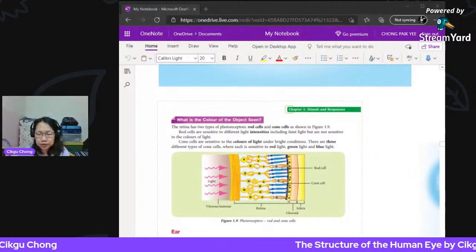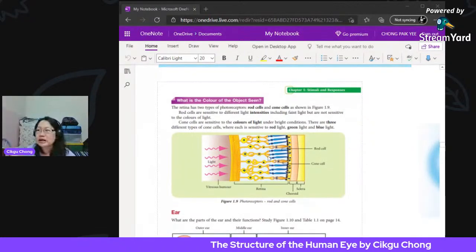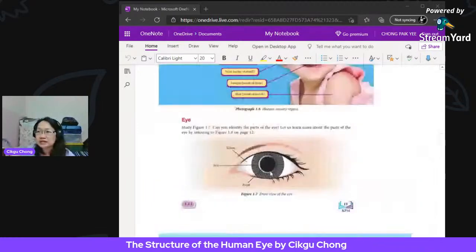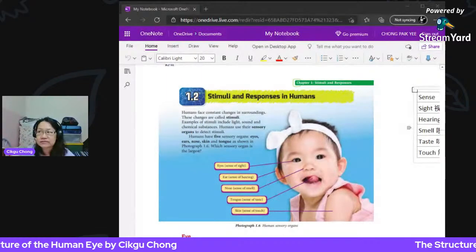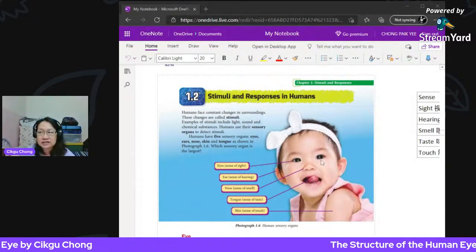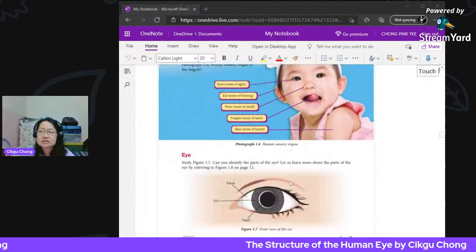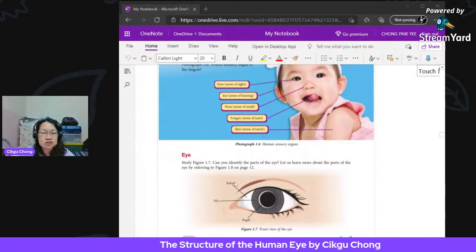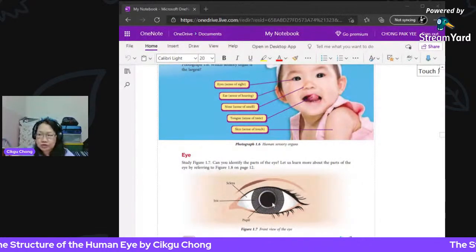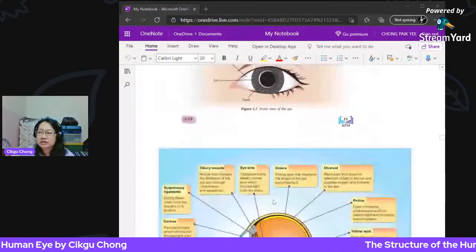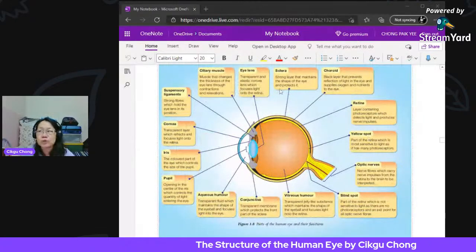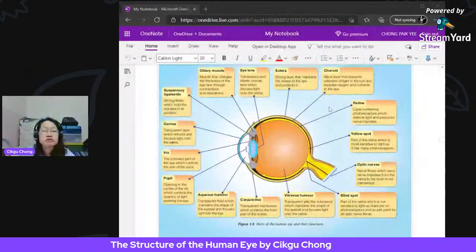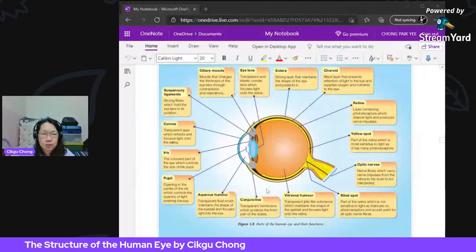If you look back at your textbook, I have already covered the outer structure. First of all, don't forget your five senses: sight, hearing, smell, taste, and touch, and the five organs. And then the eye, the structure from the outside. You must know how to label where the sclera, iris, and pupil are. Next, you must remember all these functions. I don't want to go through all of them, but because you have this with you, you have to slowly read it by yourself and do your workbook. That is very important, right?